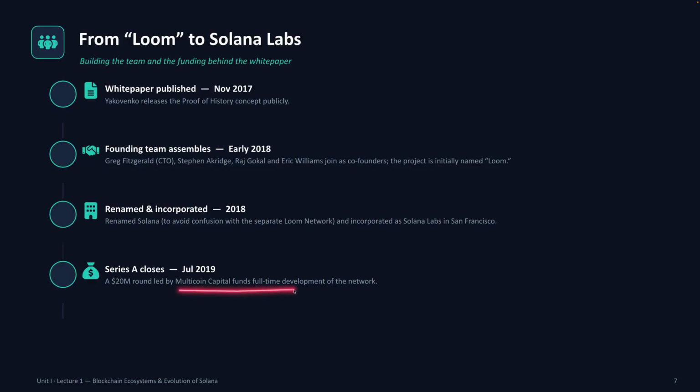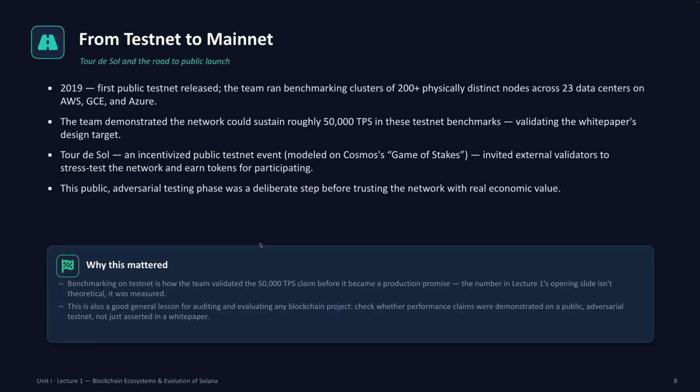From testnet to mainnet. In 2019, the first public testnet was released. Then the team ran benchmarking clusters across 2,200 plus physically distinct nodes located across 23 data centers on AWS, GCE, and Azure. Then the team demonstrated the network could actually sustain 50,000 TPS in the testnet benchmarks.